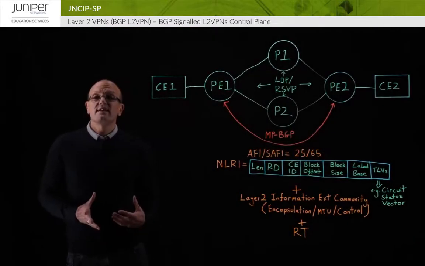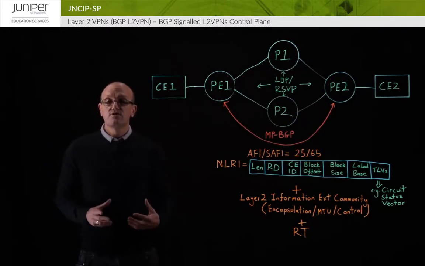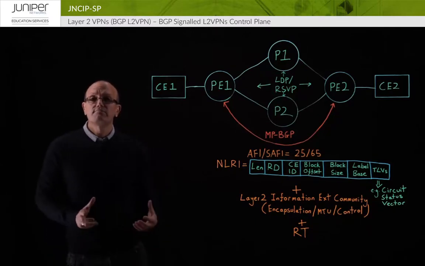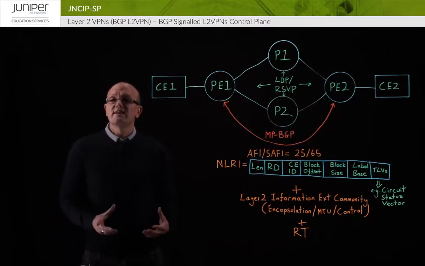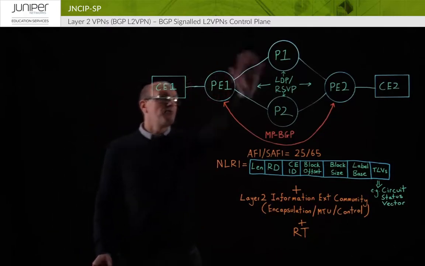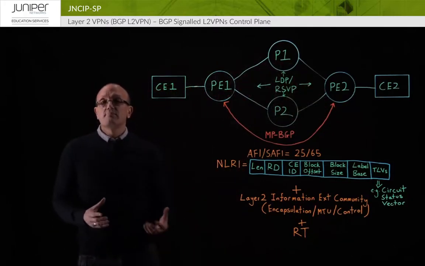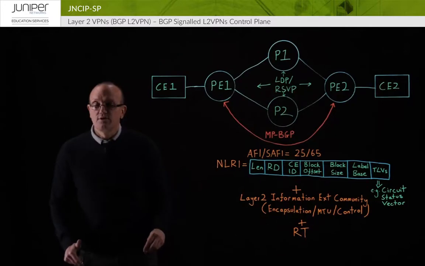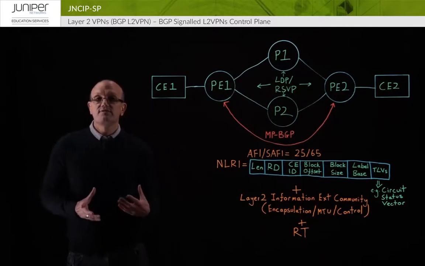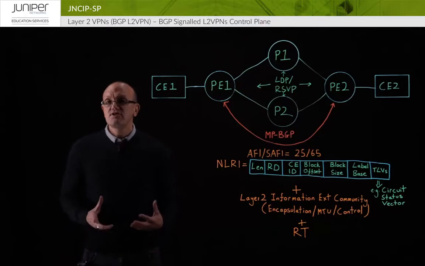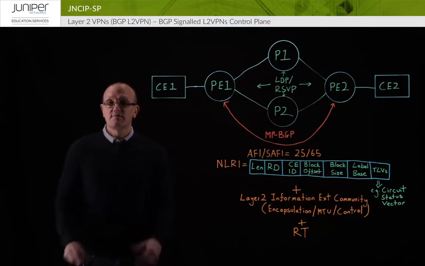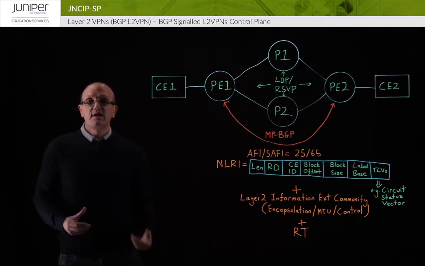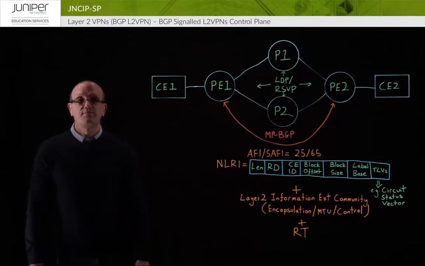In this video, we're going to take a look at BGP signaled Layer 2 VPNs. And these Layer 2 VPNs provide point-to-point virtual circuits between customer endpoints. In the example on the board, we will be providing a point-to-point virtual circuit between CE1 and CE2. BGP signaled Layer 2 VPNs have much in common with BGP signaled Layer 3 VPNs, and we'll walk through some of the similarities and differences in the signaling architecture in this video.